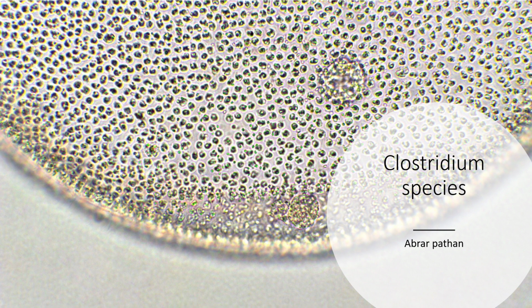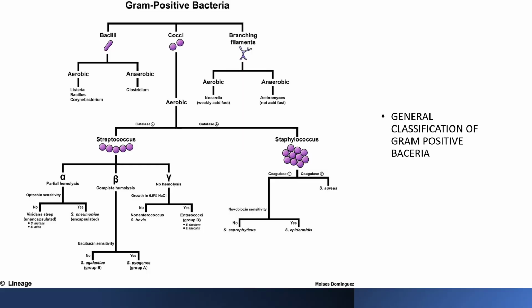disease is called Clostridium. Gram-positive bacteria specifically. There are three types of gram-positive bacteria: bacilli, cocci, and the branching filaments. The topic of interest in our case is the anaerobic bacilli, and that is the Clostridium. So what do we mean by anaerobic? Anaerobic means it can survive without oxygen. And bacilli means it is rod shaped.